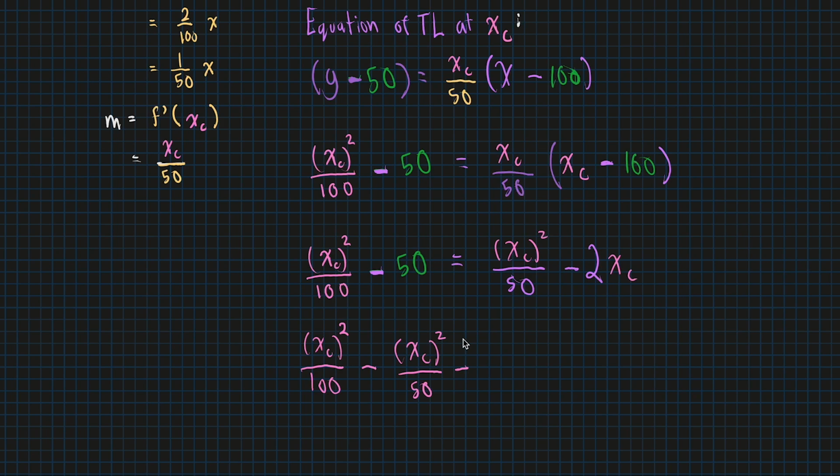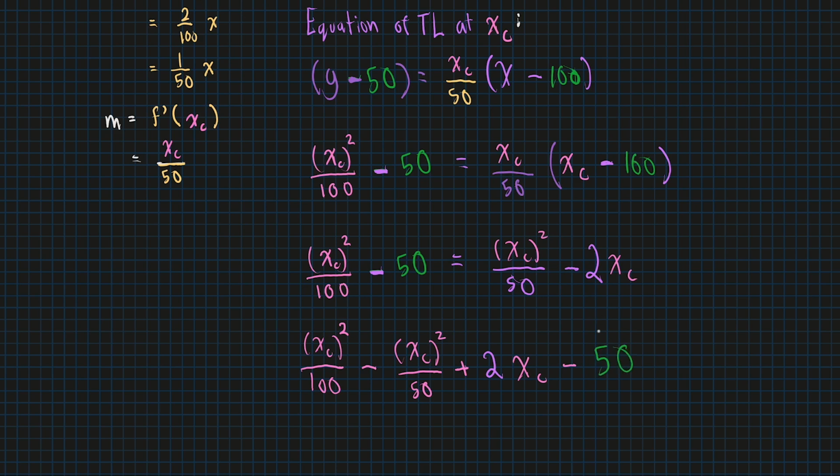We have a negative 2x sub c on this side, which will become, if we add 2x sub c to both sides, positive 2x sub c on this side, right? Because if I add 2x sub c here, it'll just cancel out and become 0. All right, and we need this negative 50. We can't forget about the negative 50, because that is our term that has no x attached to it.